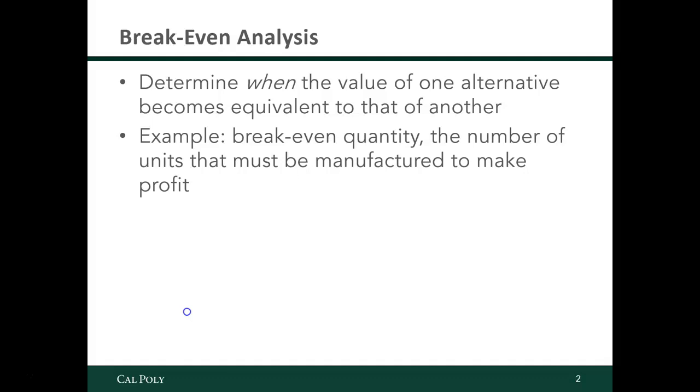So you might have a break-even quantity, the number of units that need to be manufactured to make a profit. You can imagine it takes a lot of money to set up a manufacturing business, so you have to buy machines, etc. At what point, how many units do you have to produce to actually start to break even? The colloquial meaning of break even, meaning you have as much money as you started with, is one example.